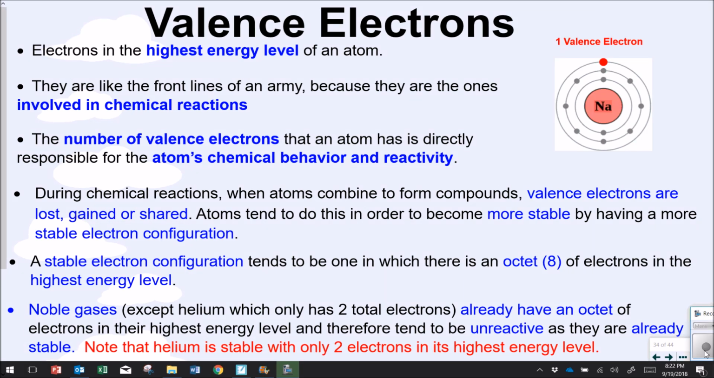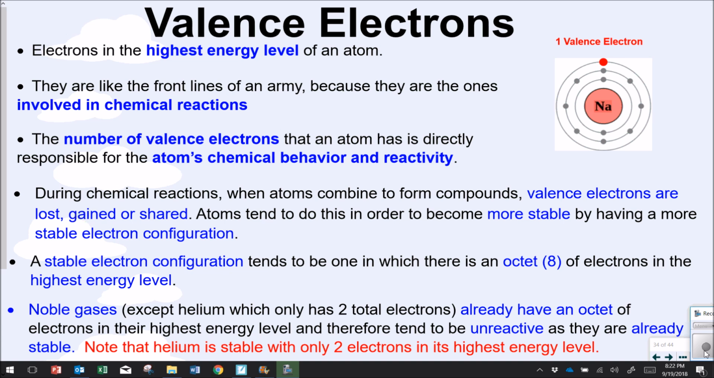Valence electrons are the electrons in the highest energy level of an atom, and they are the ones involved in chemical reactions. The number of valence electrons is related to the atom's chemical behavior and reactivity. So when atoms react, the valence electrons are either lost, gained, or shared. And atoms do this in order to become stable. We talked about this before.